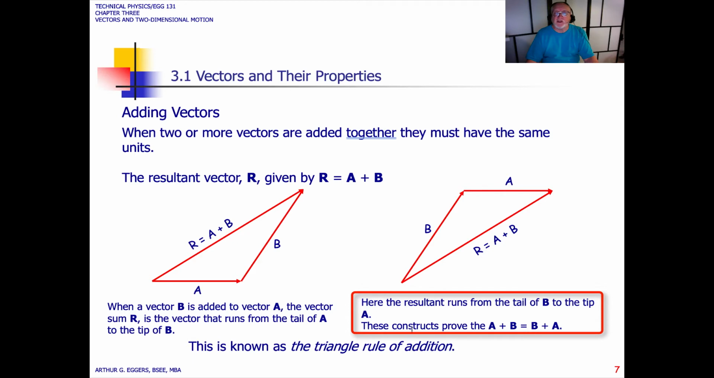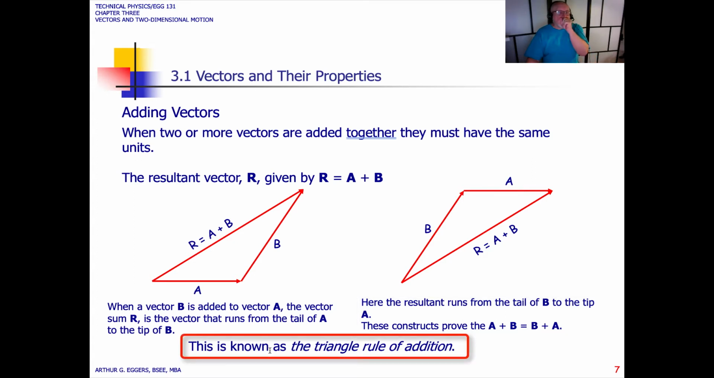So these constructs prove that A plus B equals B plus A. Because if you look at B here and B here, it's parallel. If I look at A here and A here, it's parallel. So this resultant remains the same between the two. This is known as the triangle rule of addition.